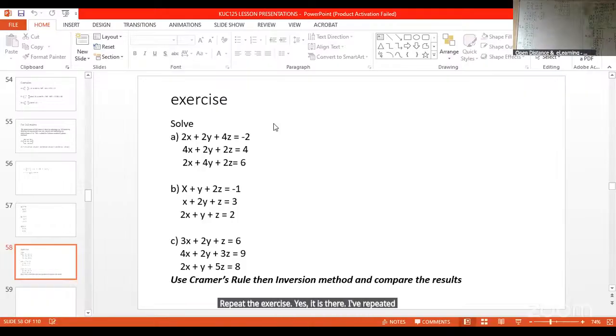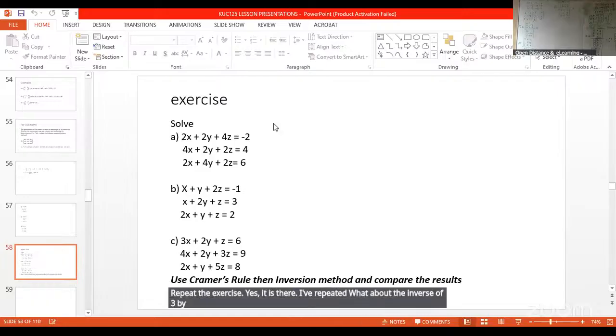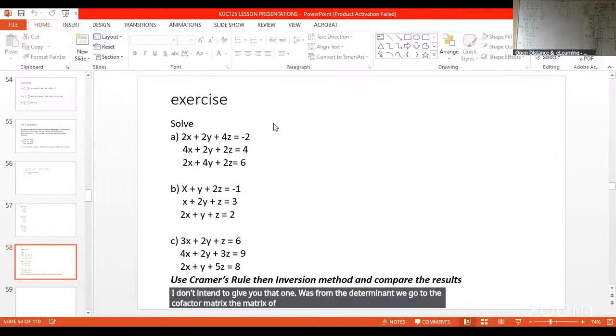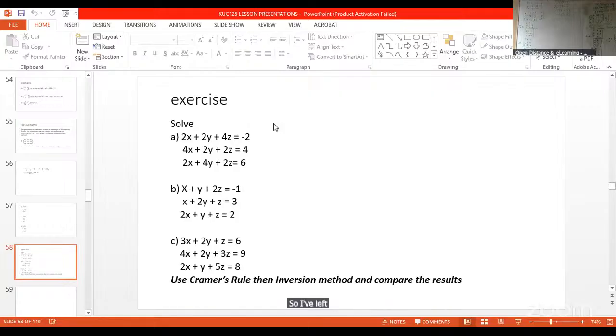What about the inverse of 3 by 3? That's a long process. I don't intend to teach that one, because from the determinant, we go to the cofactor matrix, the matrix of minors, the adjoint matrix. That's a very long procedure. So I've left that one out for this case.